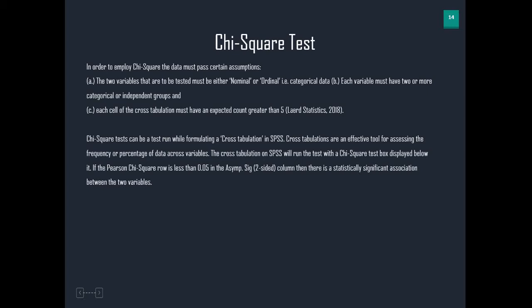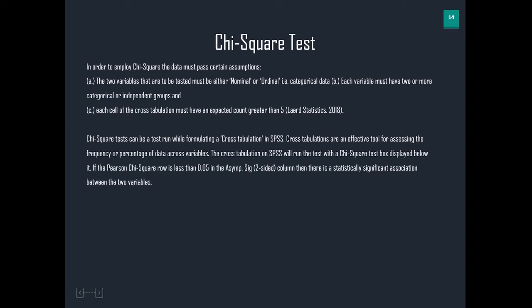Each variable must have two or more categorical independent groups. So, for example, you've got male or female, or yes or no, and you can't have a male who says yes and no. And each cell of the cross-tabulation must have an expected count greater than 5.